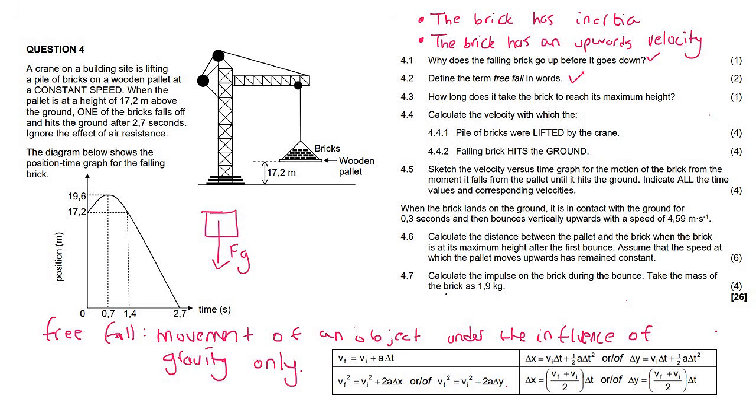Question 4.3. How long does it take the brick to reach its maximum height? Now, before you start using your equations of motion, please realize it's only for 1 mark. If we look at this graph that they've given us, we can sort of see what happened. The brick went up a little bit, like we said, and then it reaches its maximum height, and then it falls down to the ground. So the time to reach its maximum height would be read off over here, and so it'll be 0.7 seconds.